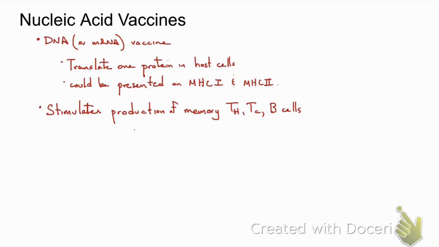And that makes the potential for these nucleic acid vaccines to be much greater than what we've seen with subunit vaccines. In fact, research suggests in mouse models that these types of vaccines could stimulate the production of memory T helper cells, T cytotoxic cells, and B cells. Currently, nucleic acid vaccines are being looked at not only to generate vaccines for HIV, but also for the novel coronavirus, which caused a worldwide pandemic in 2020.